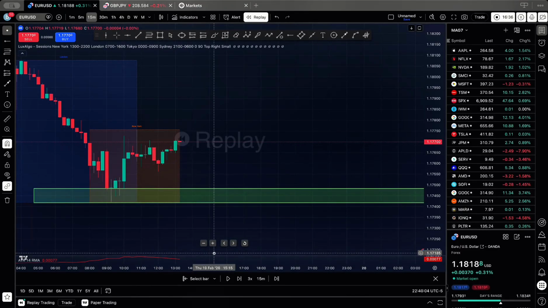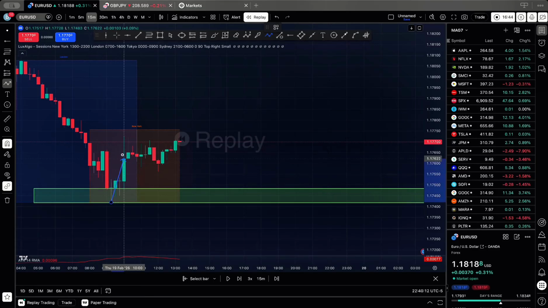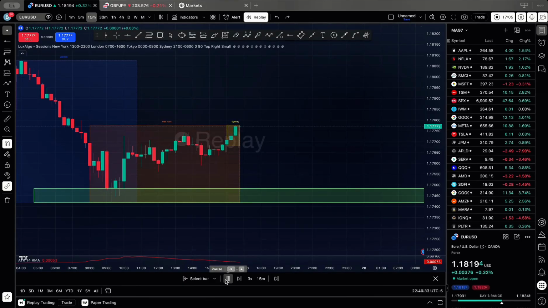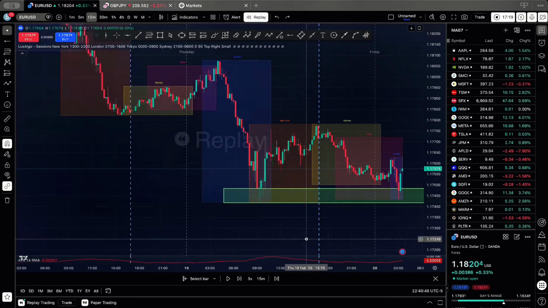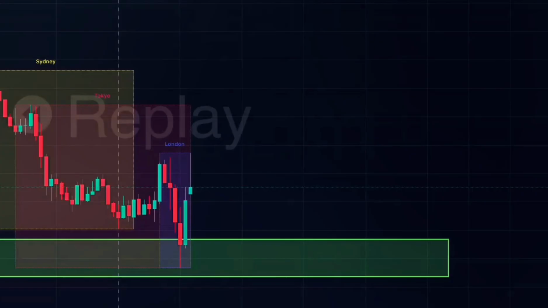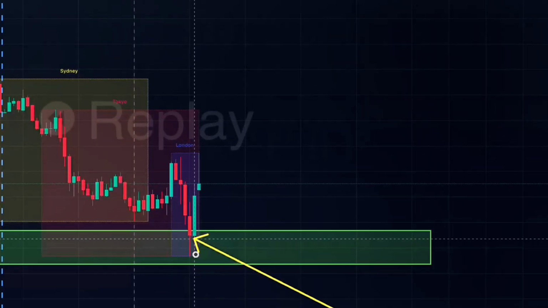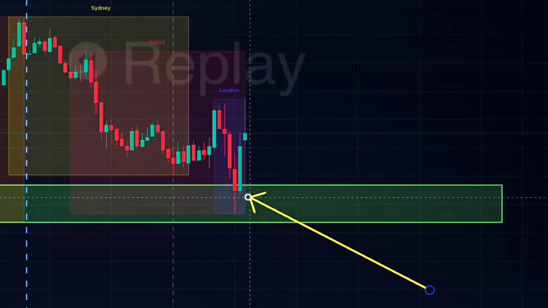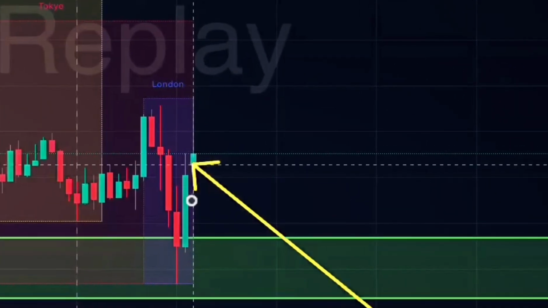We are waiting for the pullback because, as you can see, what we wanna see is something like this, okay? Something like this. That's what we want to see. So now, let's play it to see. Okay, we have now this red candle here close inside the zone. As you can see here, it closed inside the zone. And the following candle is this green candle here.